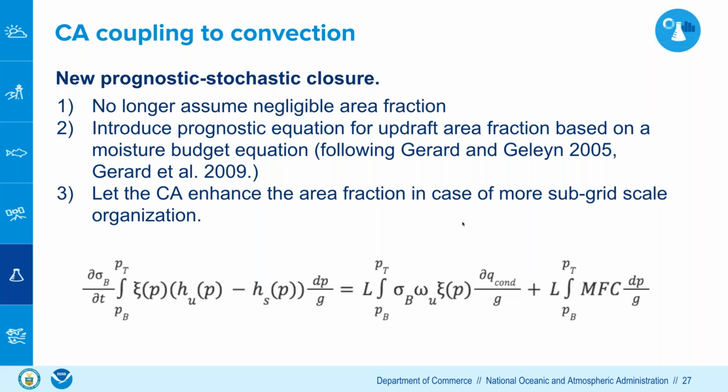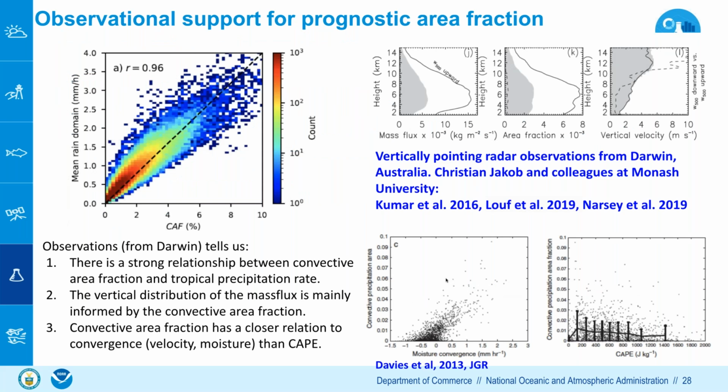And this is following work by Luc Girard and Jean-François Gélin from the mid-2000s. And then we used the cellular automata to enhance the area fraction in case of more subgrid scale organization. So this is the budget equation that we use. There's some observational support to have a physical equation for the prognostic area fraction.